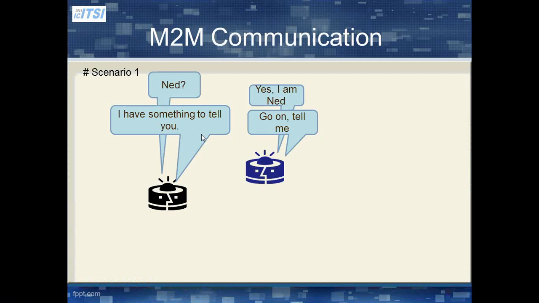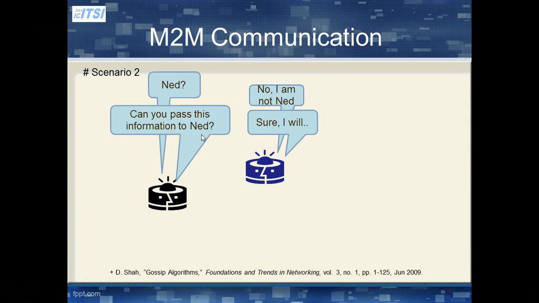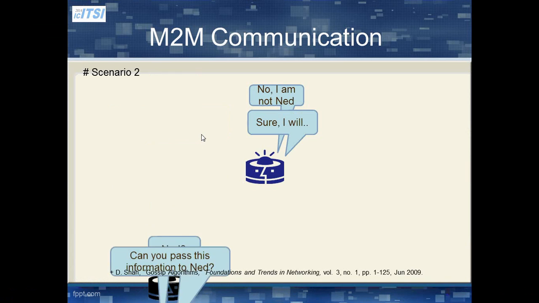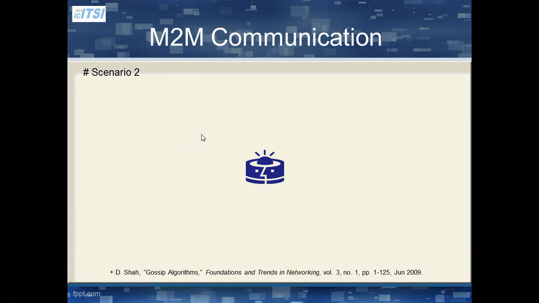Scenario 1 is where a robot directly communicates with another robot to which it wants to communicate. In this, the message is directly transferred from the sender to the intended receiver. Scenario 2, where a robot passes its information to another robot, and that robot passes it to another robot till the message reaches its intended receiver. This can be seen with the gossip algorithm.